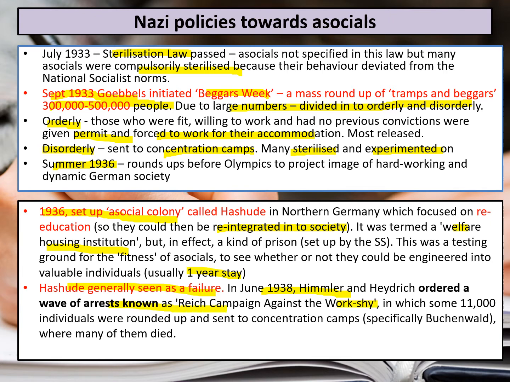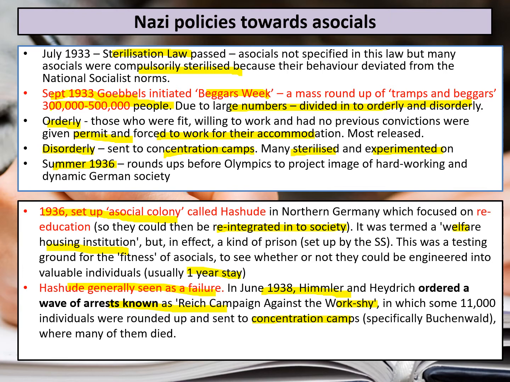Against the workshy, over 11,000 individuals were rounded up and then sent to concentration camps, specifically somewhere called Buchenwald, and many of them died in those camps. So the policies towards the asocials do get more extreme over time. It starts off with roundups and then releasing many of them because they can't house them. Then they start this social experiment of this colony at Hachschuld, and then when they realise that it's a failure and it's too expensive for them, they decide to pursue this policy of putting people into concentration camps.